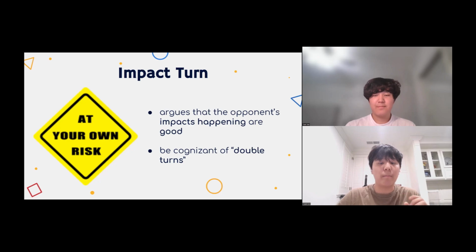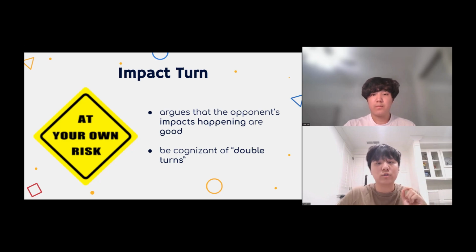It's also important to remember that if you read impact turns, you cannot read link turns, otherwise you would, quote, double turn yourself. Let's go back to the nuclear war example. If you read a link turn saying that voting for you prevents nuclear war, but you also read an impact turn saying that nuclear war is a good thing, then your opponent can just concede both and say, we agree that nuclear war happening is a good thing, but my opponent prevents it from happening, which is the link turn, and thus you should vote for us.